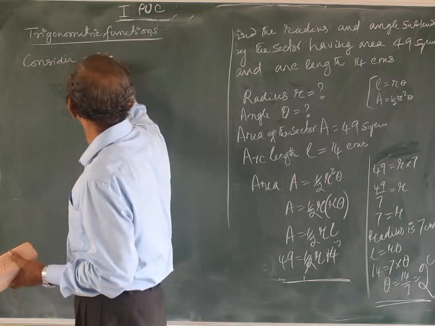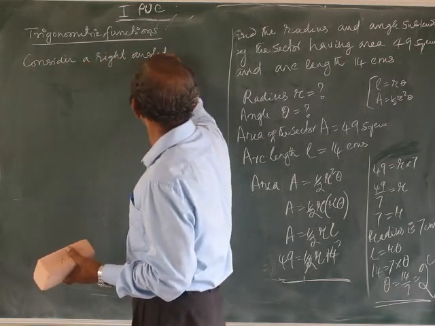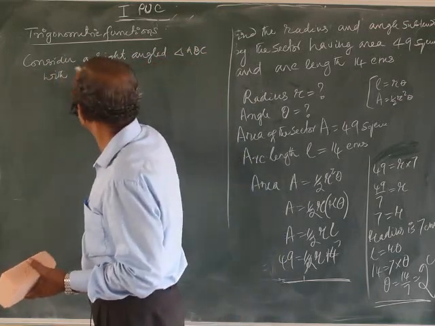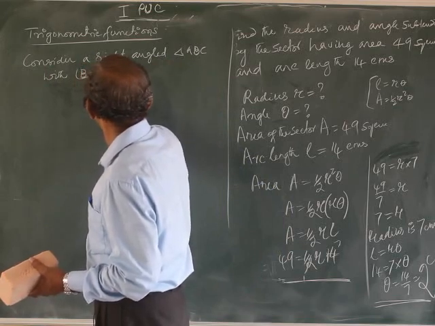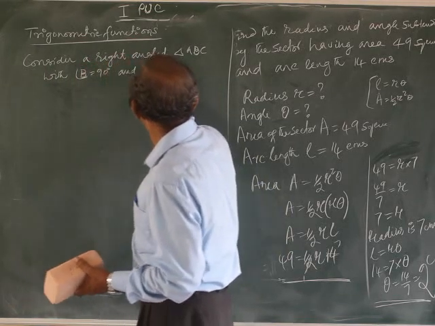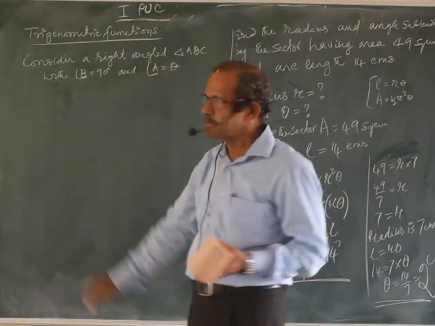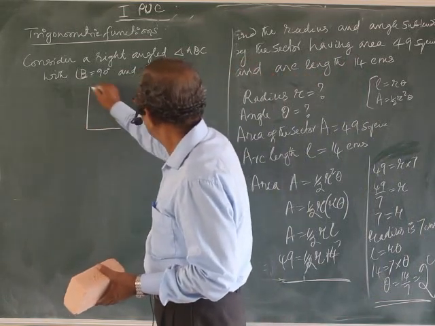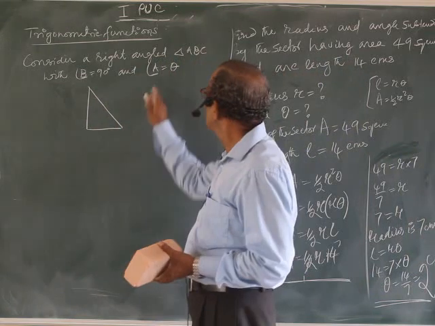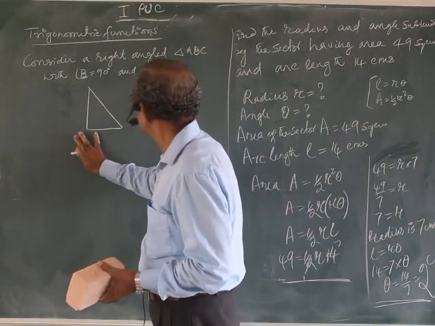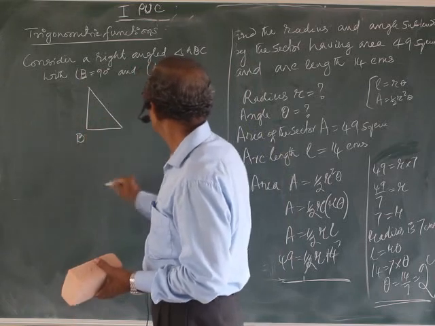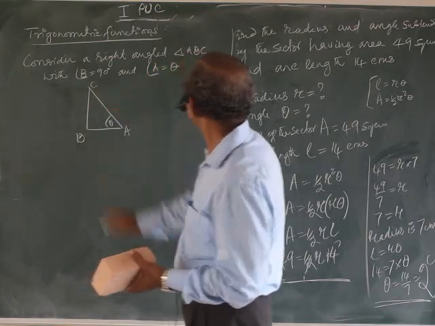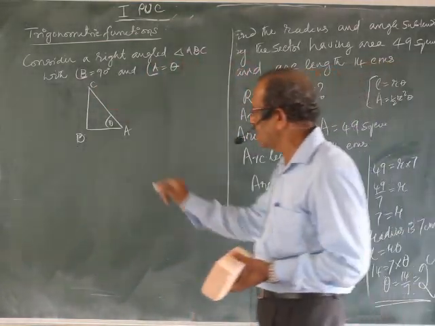Trigonometric function, consider a right angled triangle ABC with angle B equal to 90 degrees and angle A equal to theta. Let me draw that one. Right angled triangle. Angle A is theta. Sorry, this 90 degree is B. A is theta. This one is C. Triangle ABC, right angled triangle.